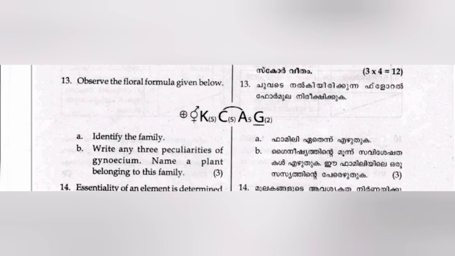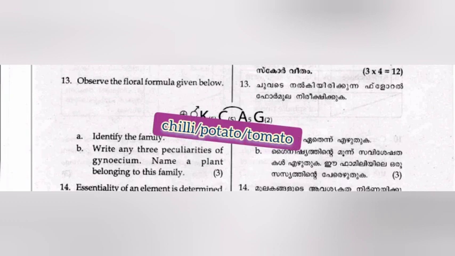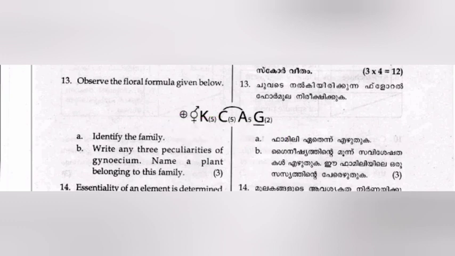Name a plant belonging to this family. Answer: Chili or potato or tomato or brinjal or tobacco. Family carries half mark. So write any 1 plant belonging to this family.